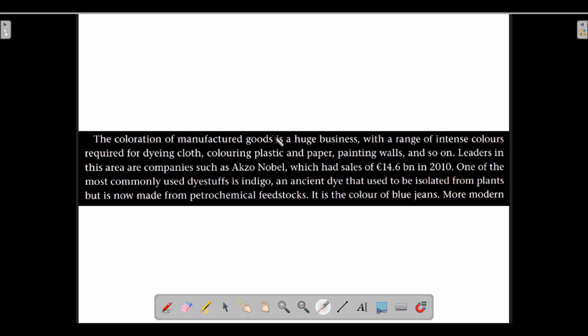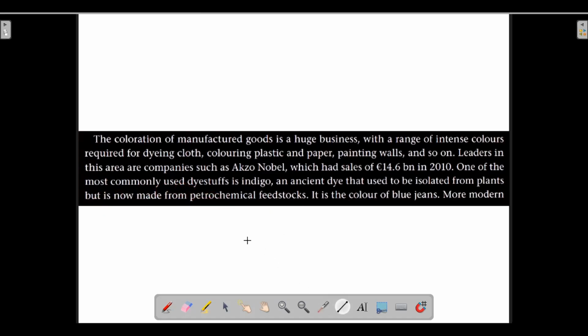Initially, when the fractional distillation of crude oil was not discovered, when how to extract the things required from crude oil, that is, the petrochemical industry, was not developed, at that particular time indigo was isolated from plants. It was isolated from plants during that period. But now it is made from petrochemical feedstocks.